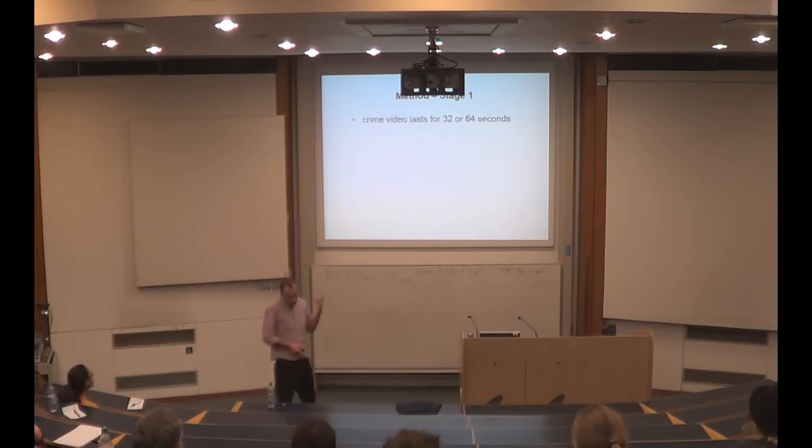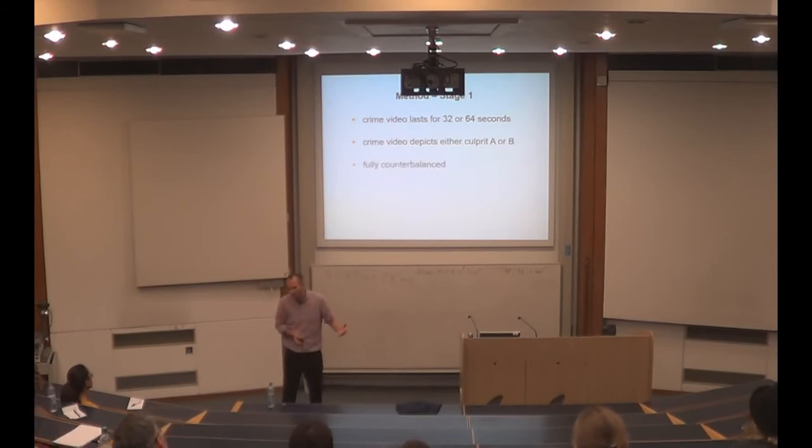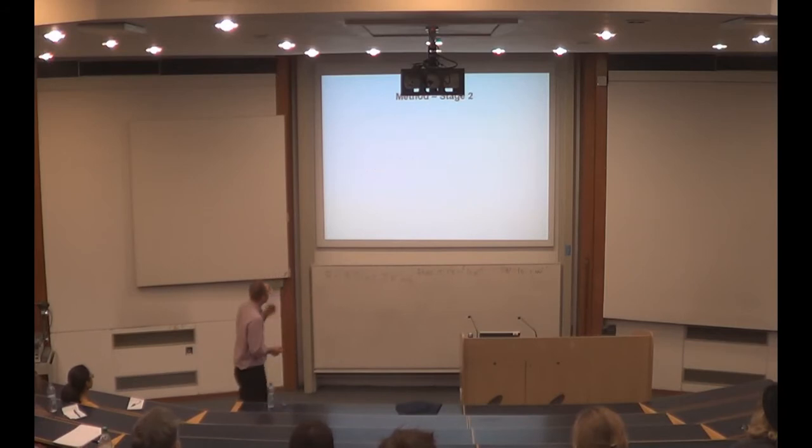Okay? These crime videos either lasted for 32 or 64 seconds, so we either had a short or a relatively long crime video, and they depicted two different culprits, and of course this was fully counterbalanced. So some observers would see culprit A in the short video and B in the long video, or culprit B first, and so on.